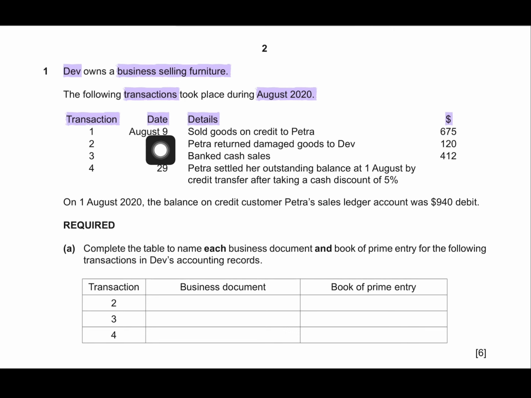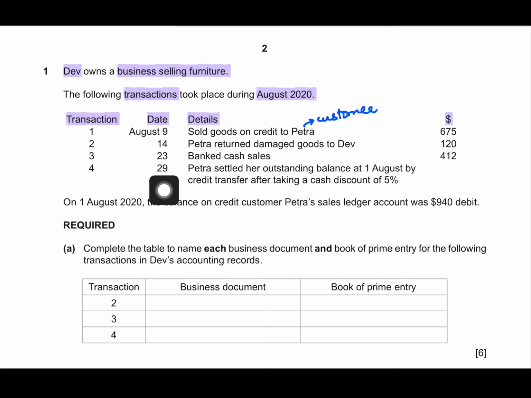The first transaction is occurring on August 9, and what is he doing? He is selling goods on credit to Petra. So this means that Petra is what? Petra is the customer of Dave, amounting to $675, right? Then the second transaction is happening on 14th of August. Petra returned damaged goods to Dave amounting to $120. Okay, so she is now returning some goods. Then on 23rd of August, third transaction, Dave is banking some cash sales amounting to $412. So bank debit, cash credit, right?